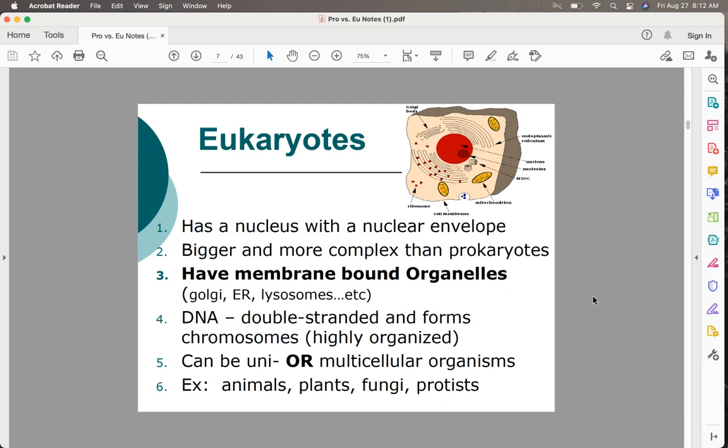Okay, eukaryotes also have DNA. It is double-stranded and it forms chromosomes. It is highly organized. Our eukaryotes can be unicellular, from our little protists, all the way up to multicellular organisms that can be very, very large mammals, very, very large trees. Okay, for example, our eukaryotes are animals, plants, fungi, and protists. So those are our 4 different organisms that fall under the category of eukaryotes.